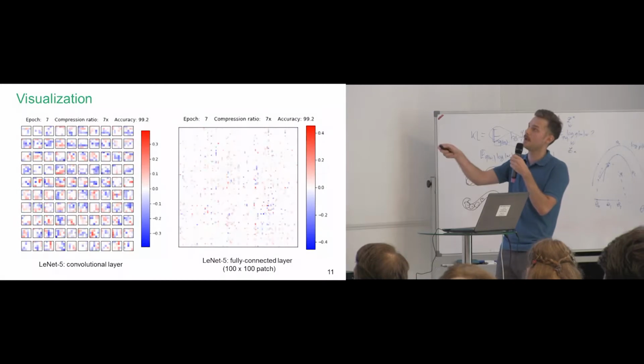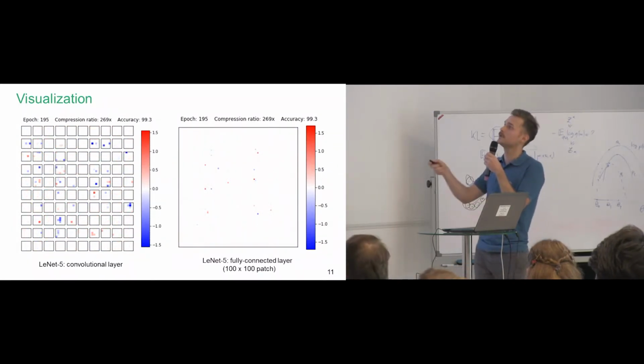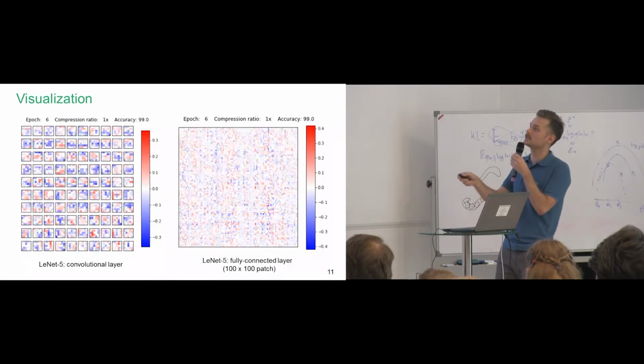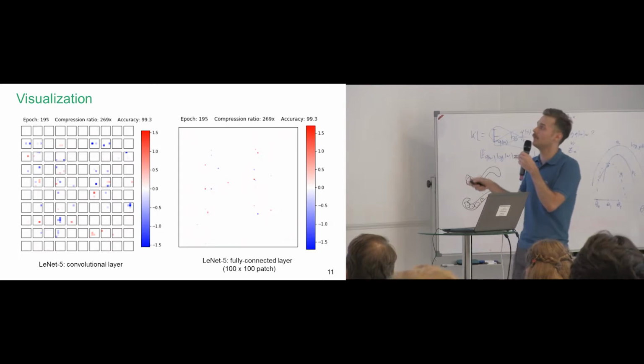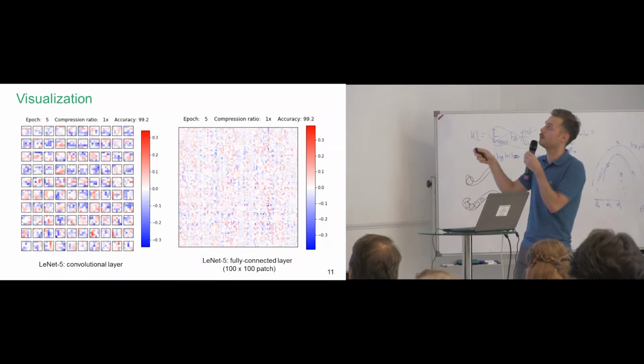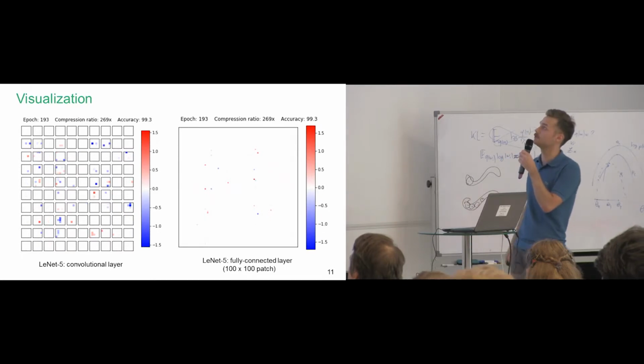So we have the same accuracy. Here you can see that it's almost perfect. And on the last epoch, we almost have no weights, and we have about a 270 compression ratio.